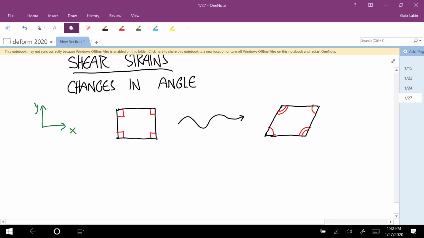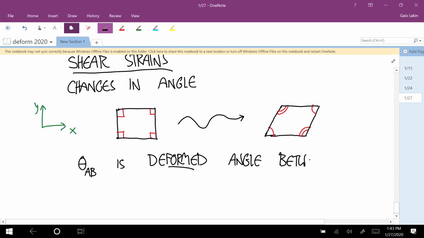Okay, so let's define theta AB as the deformed, so after the deformation, angle between the positive A and positive B face.